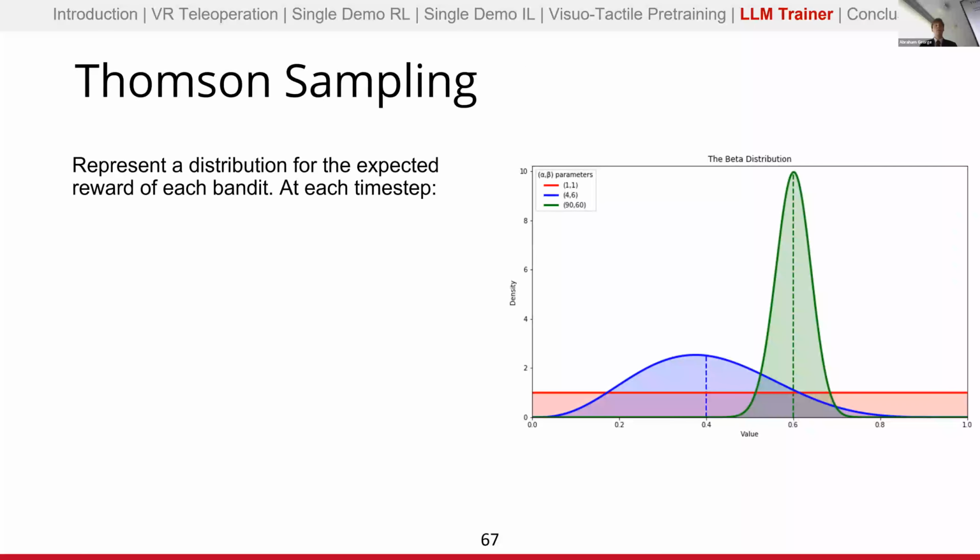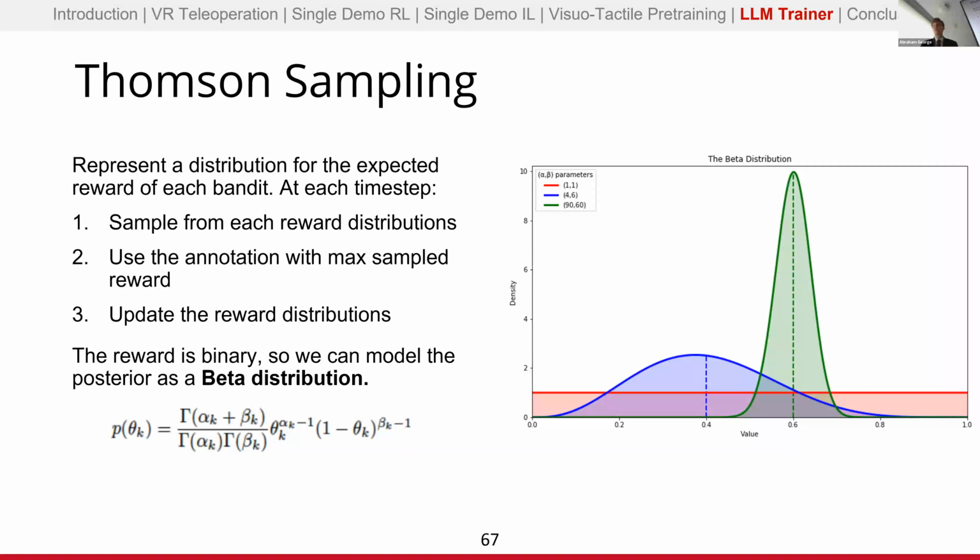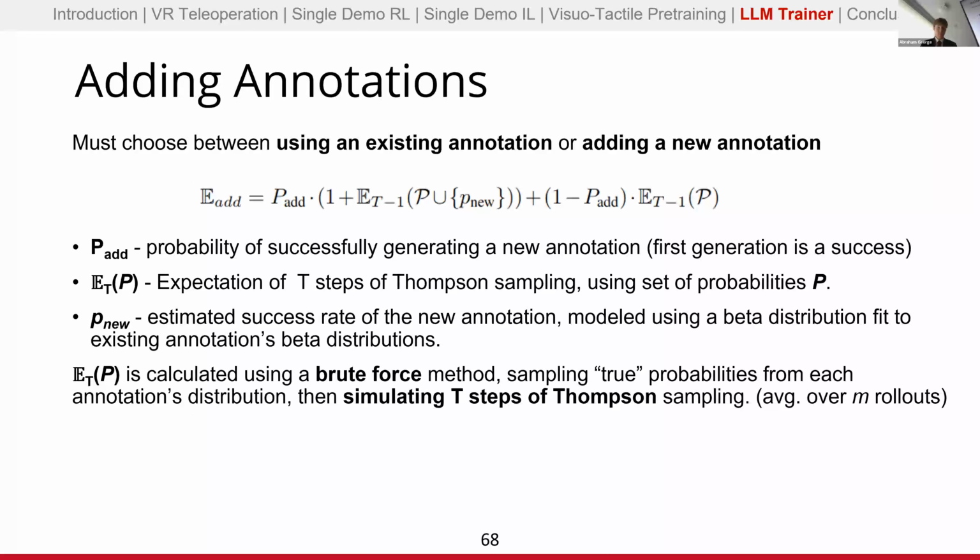To solve this problem, we use Thompson sampling, which represents the distribution of each of the arms of the bandit, and then at each time step, we sample from these estimated distributions, use the annotation with the max sampled reward, and then update the reward distributions accordingly. Because we have a binary reward, either success or failure, we use a beta distribution to model these success rates. So that's basic multi-armed bandit, but how do we deal with the additional arms?